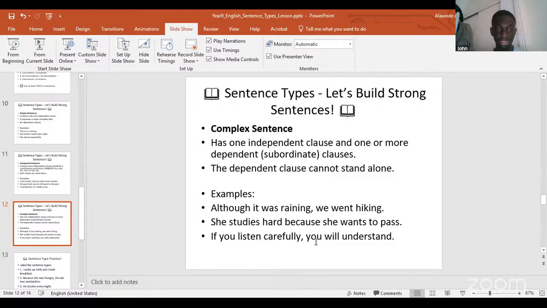All right, the last one. If you listen carefully, you will understand. Sounds a bit tricky. What's the independent clause? The independent clause is "you will understand," while the dependent is "if you listen carefully."